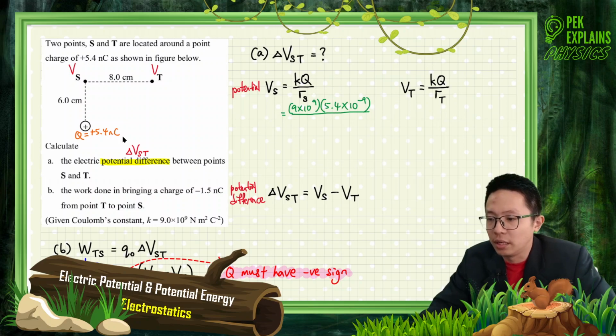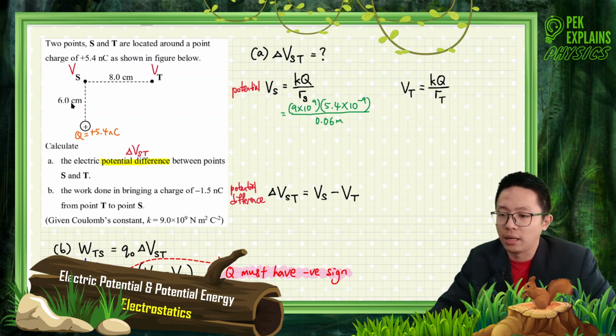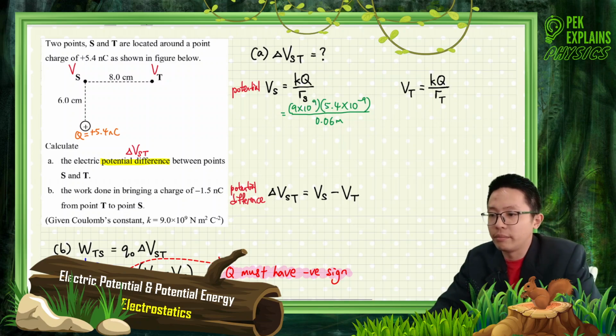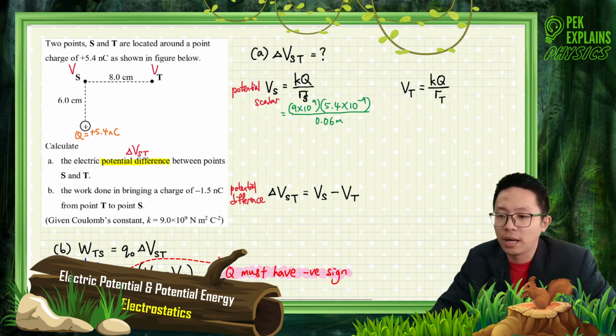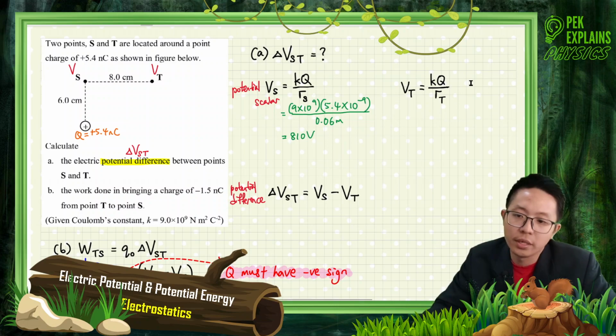R. What is the R? Distance Rs is from S to the point charge, which is 6 cm. Divided by 100 is 0.06 meter. Do you have square? No. Scalar quantity. The R does not have a square. Remember, this is a scalar quantity, so the R has no square. That's good. So now let's calculate Vs. Vs is actually 810 volt. That's good.